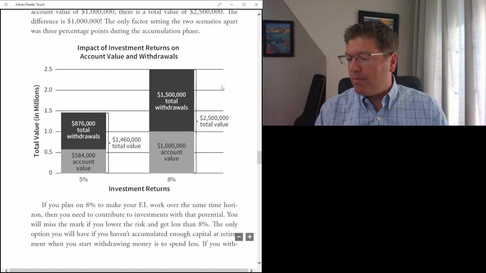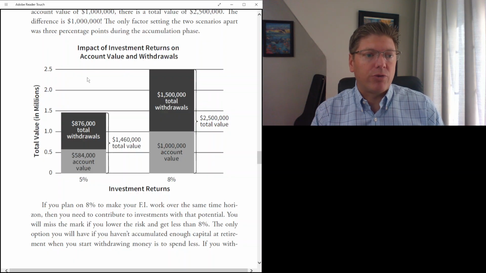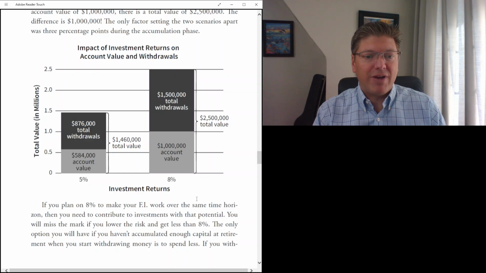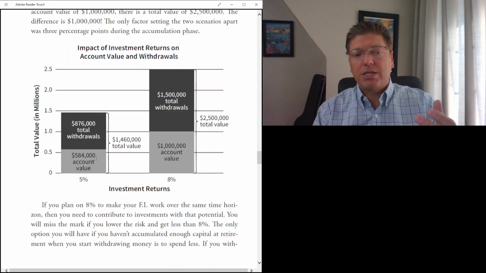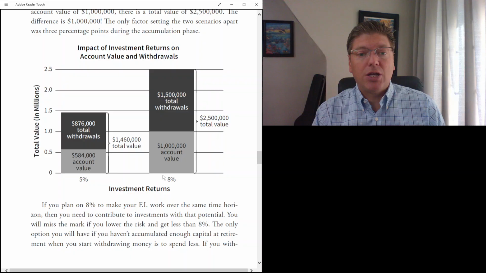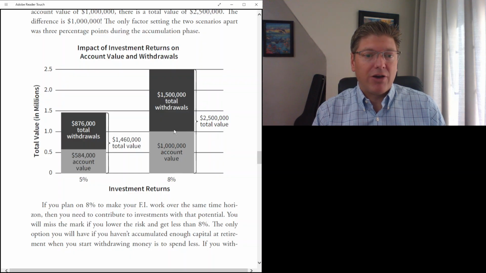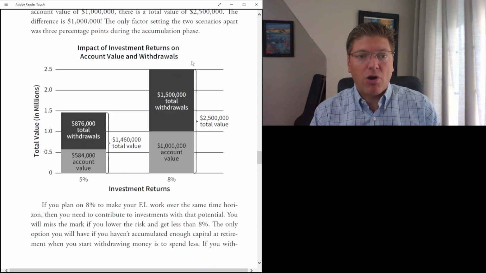So here we see that in this particular bar chart. The impact of investment returns on account value and withdrawals, total value in millions, and then we have the investment returns. In the first account, we're getting 5%, and we have an account value after the accumulation phase of $584,000. We assume it continues to produce 5% and take out 5%, so we have total withdrawals of $876,000, so total value there just under $1.5 million. Here we're getting 3 percentage points higher. The account value grows during the accumulation phase to $1 million, and then we assume 5% growth after that and 5% withdrawal, so we take out $1.5 million on top of that, so we have $2.5 million.